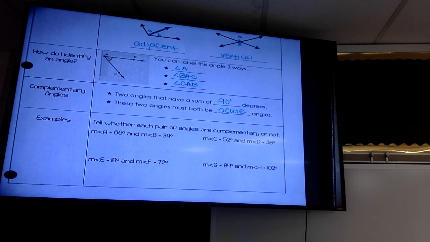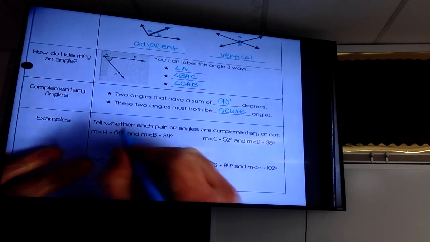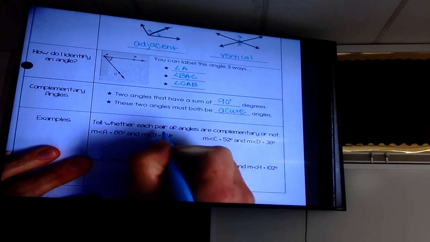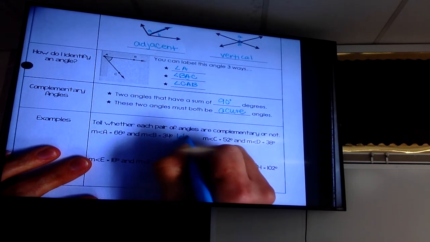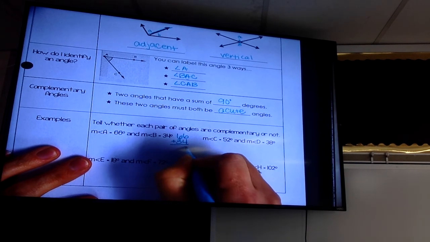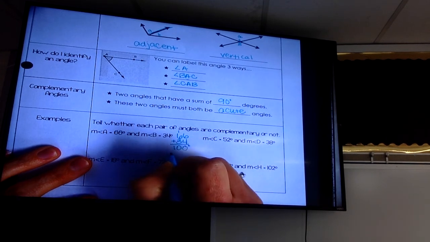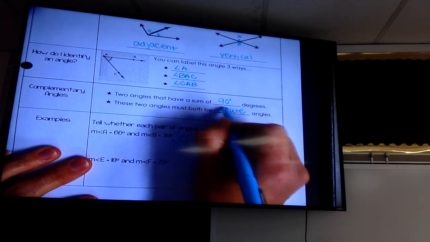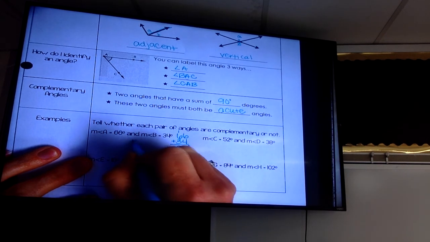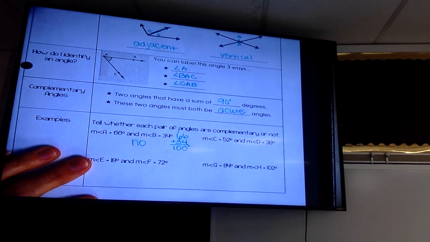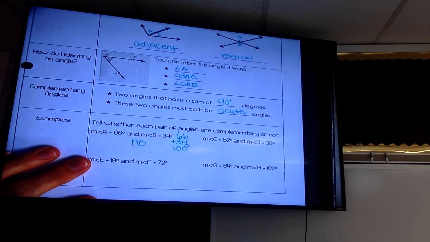So, for example, this is really easy. These are just going to be yes or no answers. Tell whether each pair of angles are complementary or not. Okay, so I'm looking at 66 and 34. So the easiest way to do this is by doing some simple addition. Okay, so I'm going to add these together. And when I add them together, I get 100. And again, remember, complementary angles always add up to 90 degrees. So I would say, no, that is not a set of complementary angles.